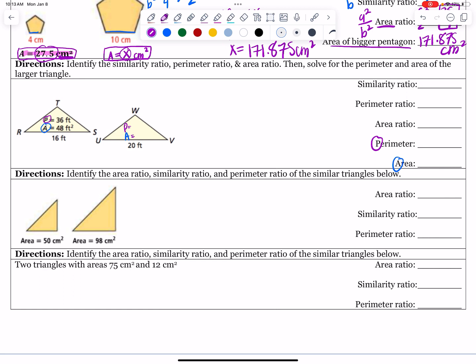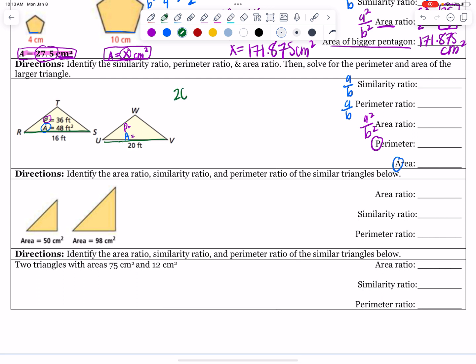But first, let's start just like normal and find my similarity ratio, which is A over B. My perimeter ratio is also going to be A over B, whereas my area ratio is going to be A squared over B squared. Okay, so what are my corresponding pieces? Well, 20 feet is the bottom of this triangle. These are similar, and 16 feet is going to be the corresponding side.